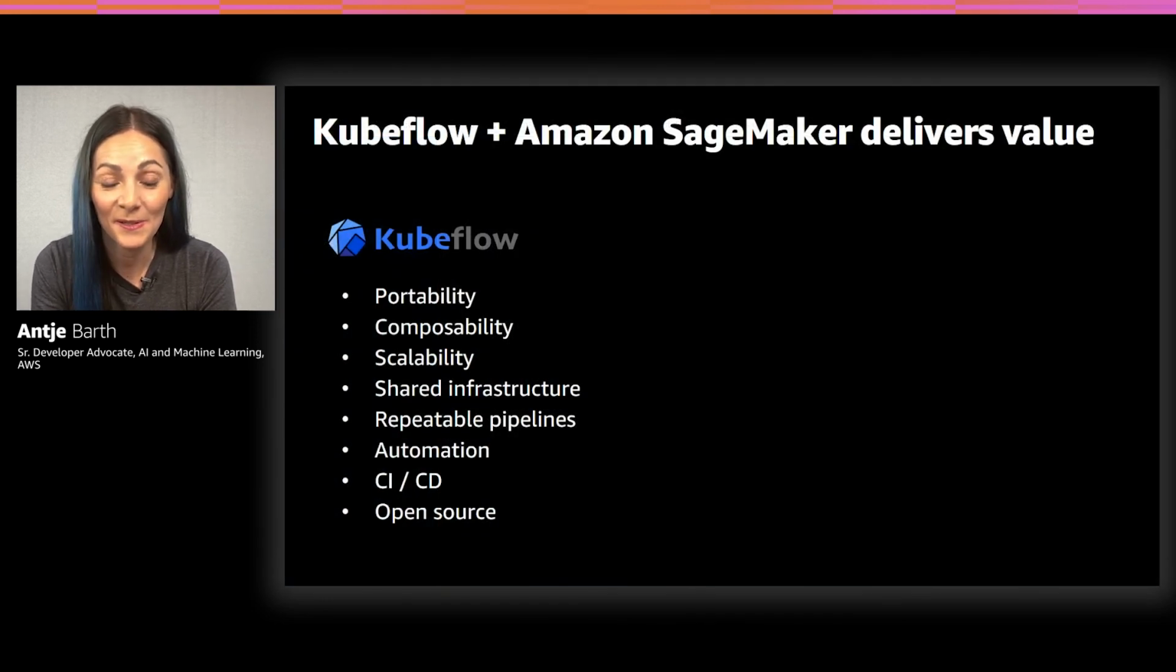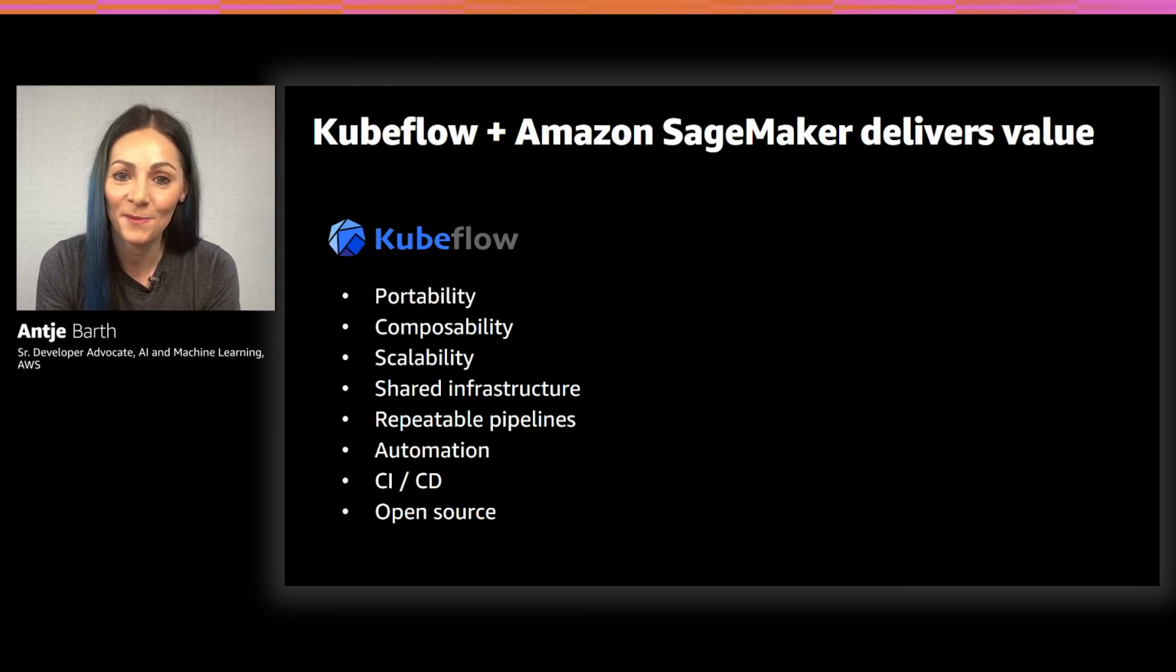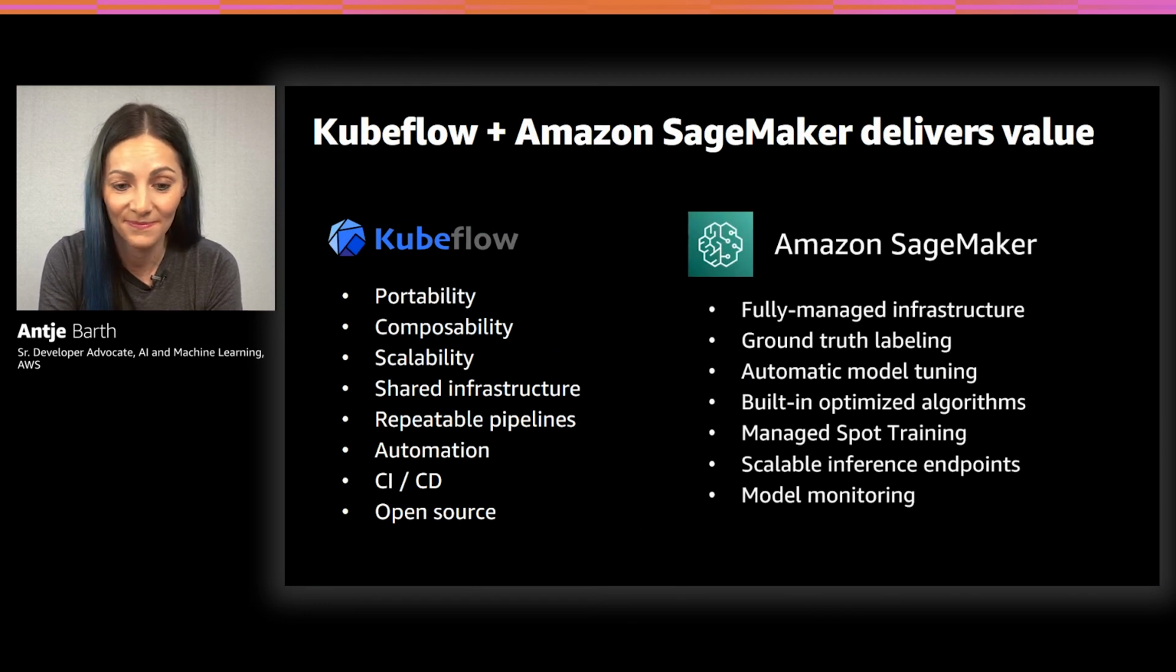All right, so to summarize, Kubeflow and Amazon SageMaker deliver much value. Kubeflow, again, you can think of as the machine learning toolkit for Kubernetes, and it inherits much of the advantages from Kubernetes, such as the portability, the composability, the scalability, etc. And you can combine it with, for example, Amazon SageMaker to tap into all of the additional capabilities that SageMaker brings, for example, around the model training, managed spot training instances, automatic model tuning, or the model monitoring capabilities once you deploy the model in production.